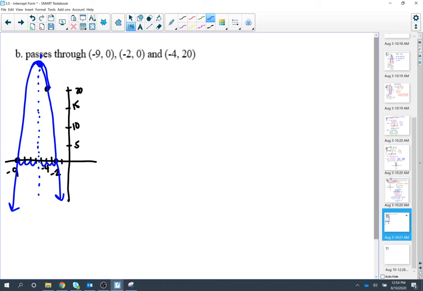So we're given a point. We're not given a vertex. I don't know where that is. But we are given x-intercepts. So because we're given x-intercepts, we're going to use intercept form.